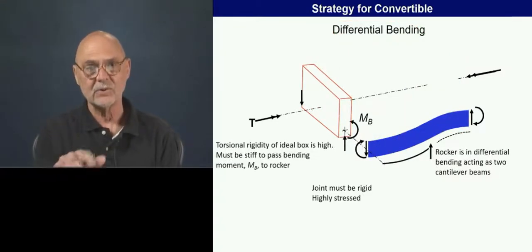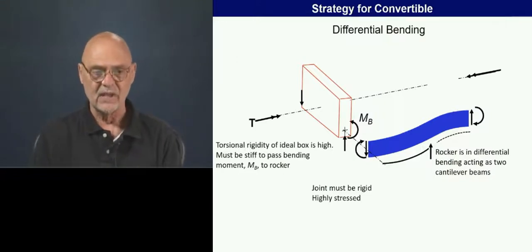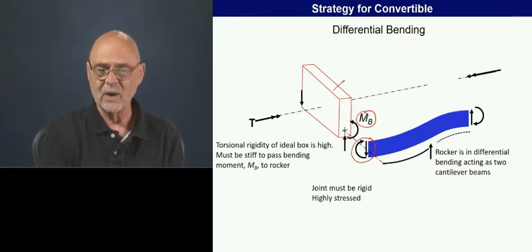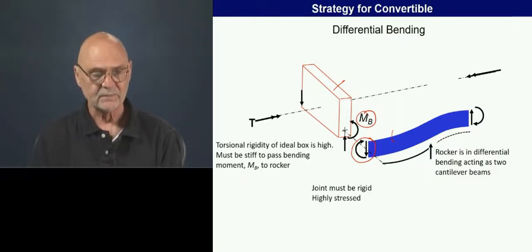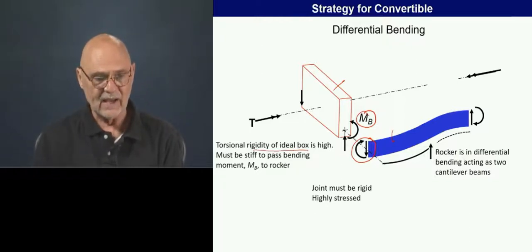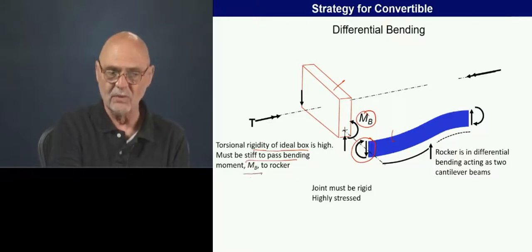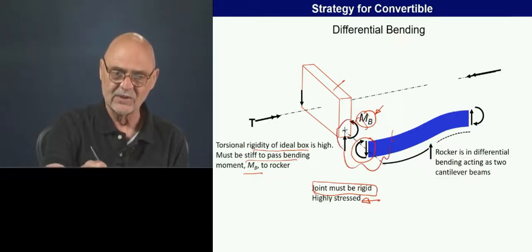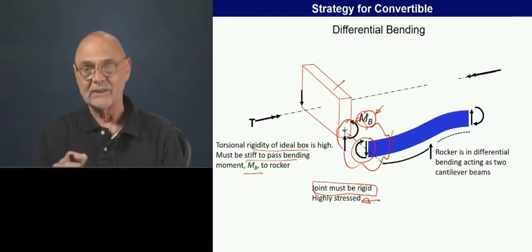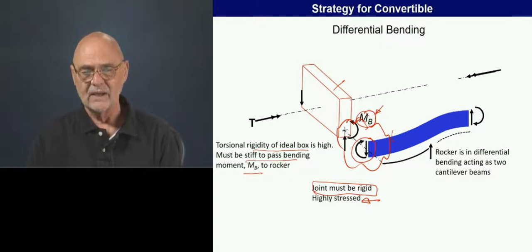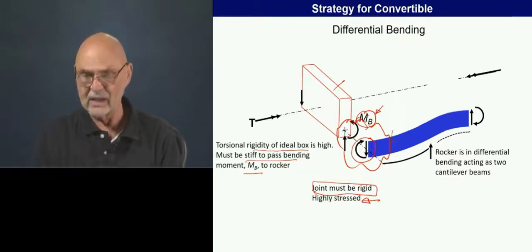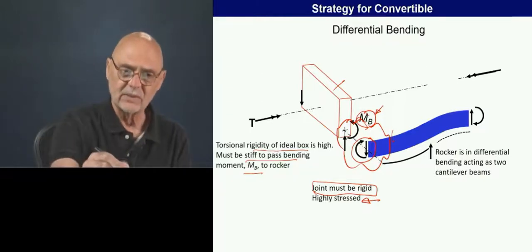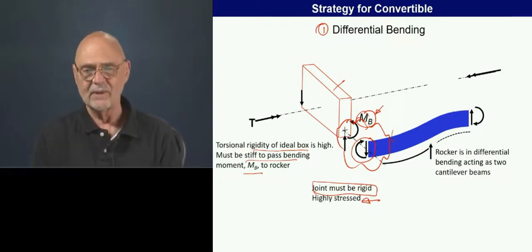Here's the difficulty with this type of structure, and here's why it's usually limited to these very tiny sports cars. At this transition area, where we're applying some moment from the box to the rocker, we have some extremely high loads occurring. That's because the torsional rigidity of the box is really high. It has to be stiff to pass this bending moment to the rocker, and this joint must be very rigid in order to do that passing along. So it's very highly stressed, and this area is very sensitive for design. It can be done, and it gives you a very torsionally rigid structure, but it can be a fatigue problem unless you handle it well. So that's one way to get torsional rigidity without having a monocoque structure.